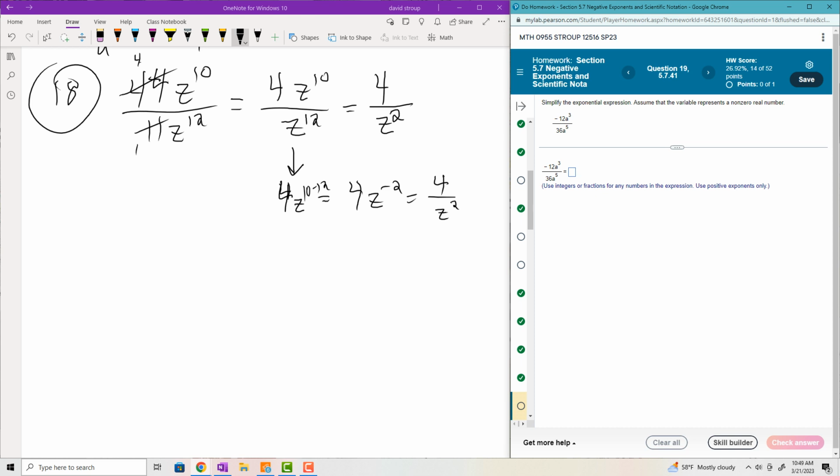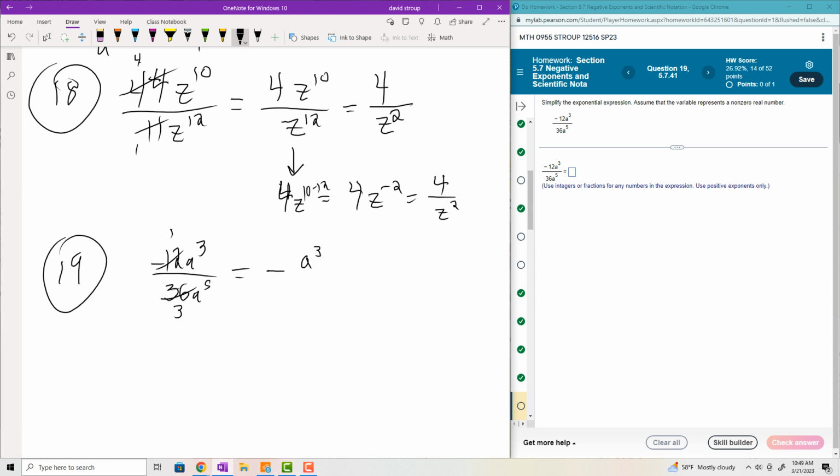Okay, let's try 19. So I have negative 12a cubed all over 36a to the 5th. So first, negative by positive is negative. 12 all over 36 is the same as 1 over 3. So the numerator will have a cubed, the denominator will have a to the 5th. And then let's bring the a cubed down. So we'll have negative 1 all over a to the 5 minus 3, which is 2.